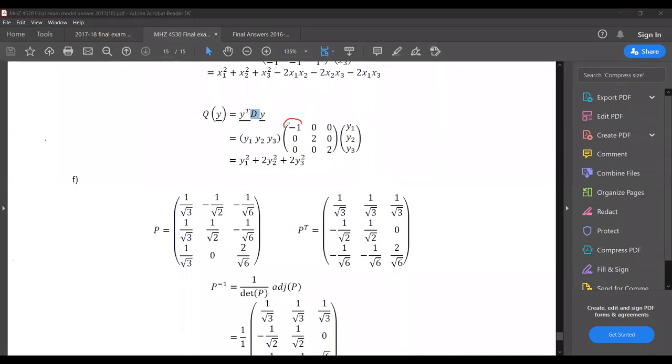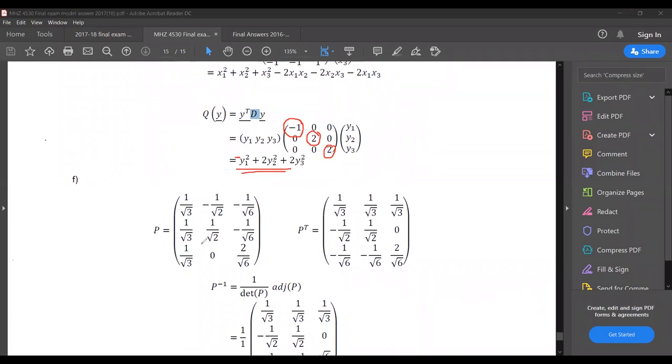This is the constant for y1 squared, this is for y2 squared, and this is for y3 squared. Other things are zero, so nothing needs to be considered. There's a minus missing here. They have forgotten to write the minus, right?